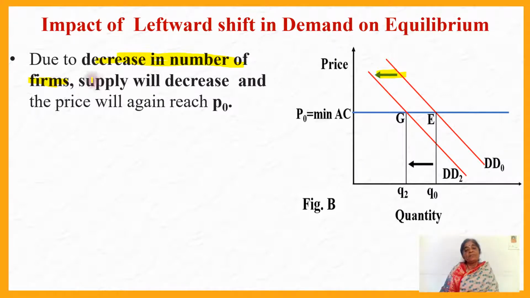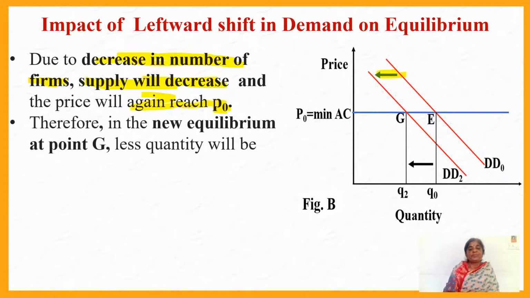When the number of firms decreases, what will happen? Naturally, supply will decrease. When the supply decreases, the price will move back. Again, an excess demand situation arises, and the price will increase back to the normal price. Again, they will reach P0.